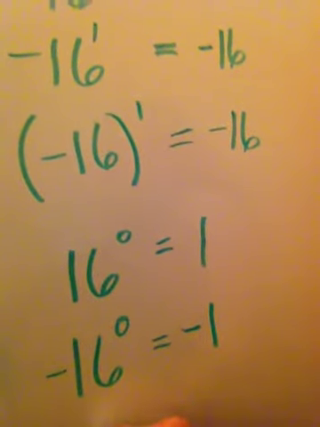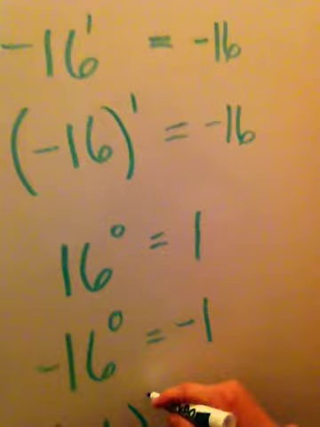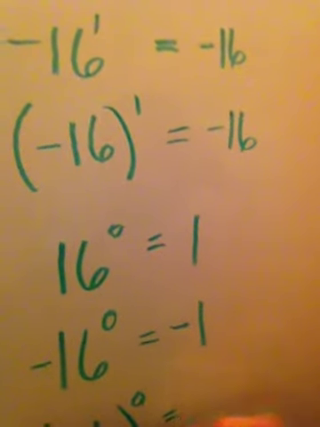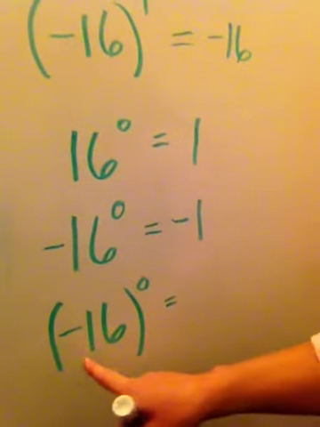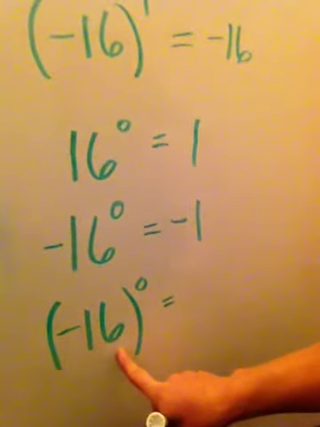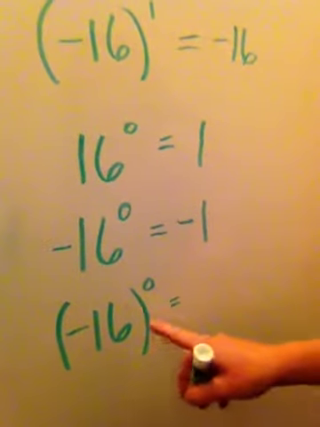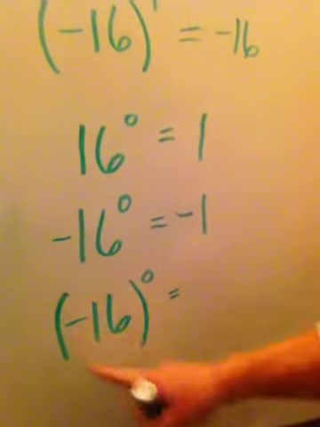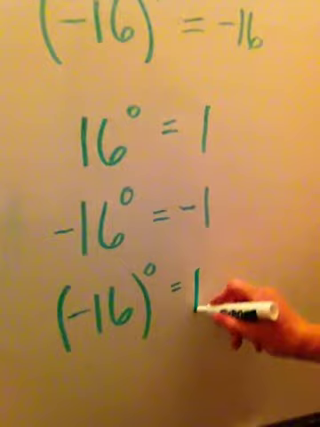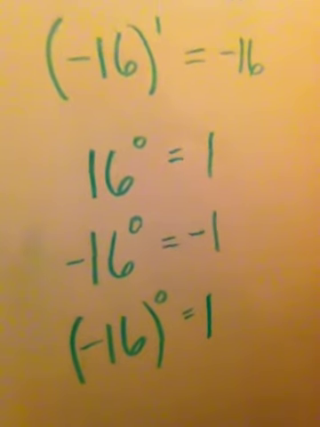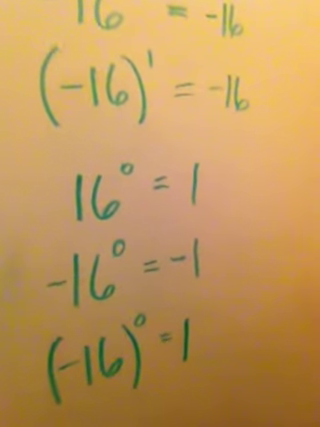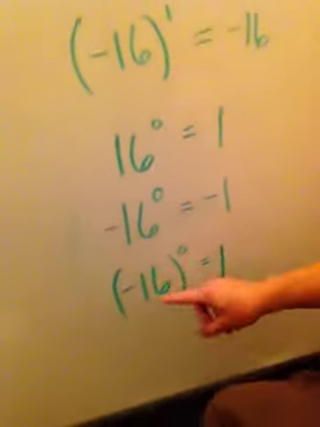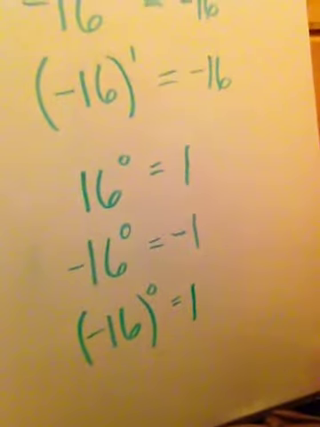If I do include the negative to the 0 power, like on this one, the negative is included in the 0 power. So anything at all to a 0 power is 1. Except for 0, but we're going to assume in everything that we do that we're not dealing with 0 to the 0 power. So anything at all to 0 power is 1.